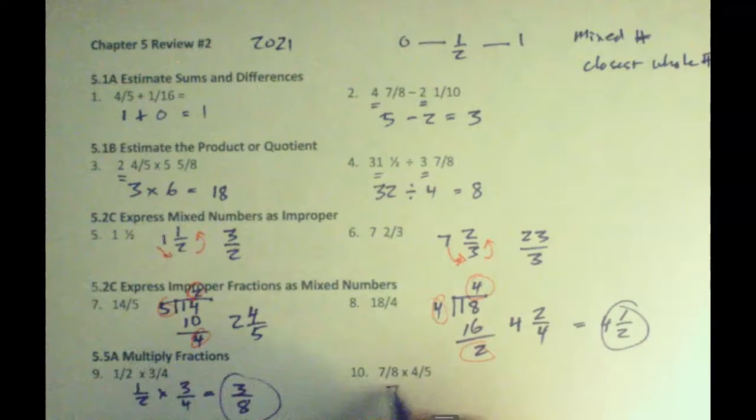Here we have 7/8 times 4/5. Here we can do some cross-reducing. Divide this number by 4 and have 1, and this number by 4 and have 2, that'll make our answer in simplest form. 7 times 1 is 7. 2 times 5 is 10. So that's 7/10.